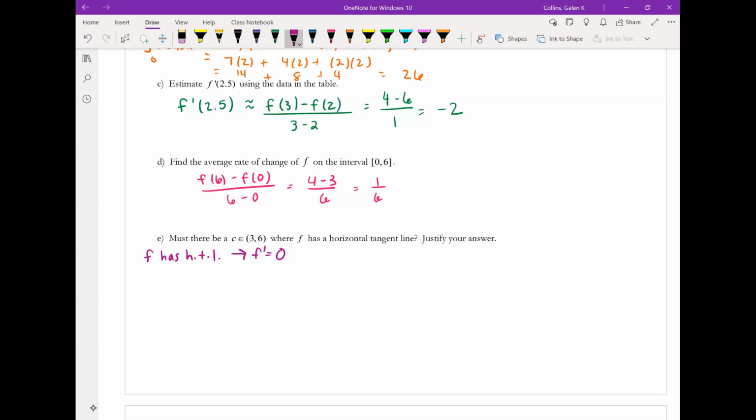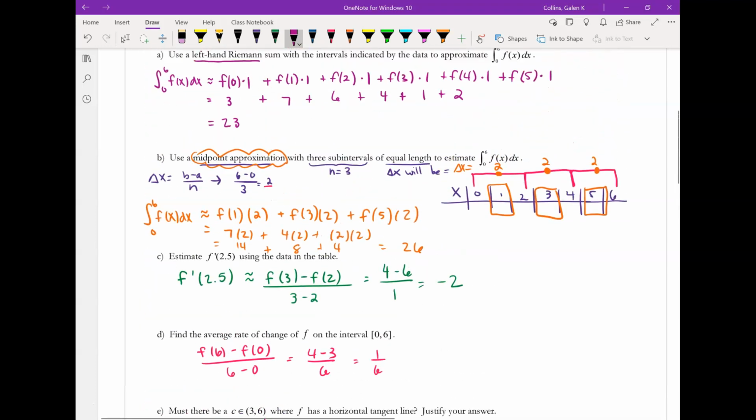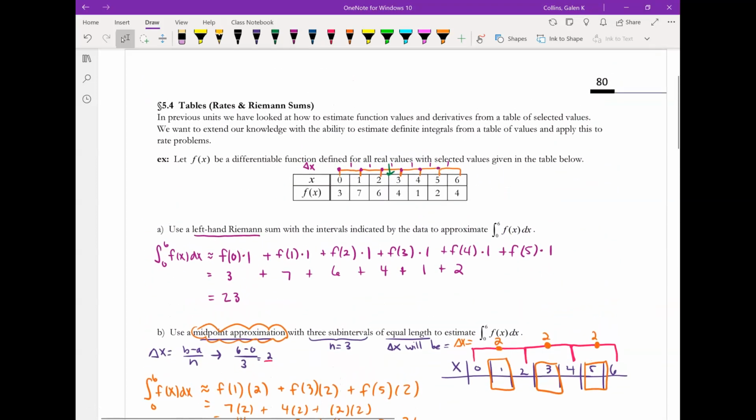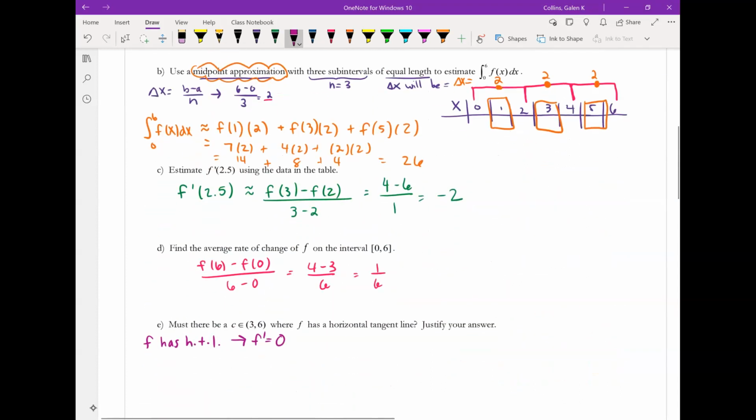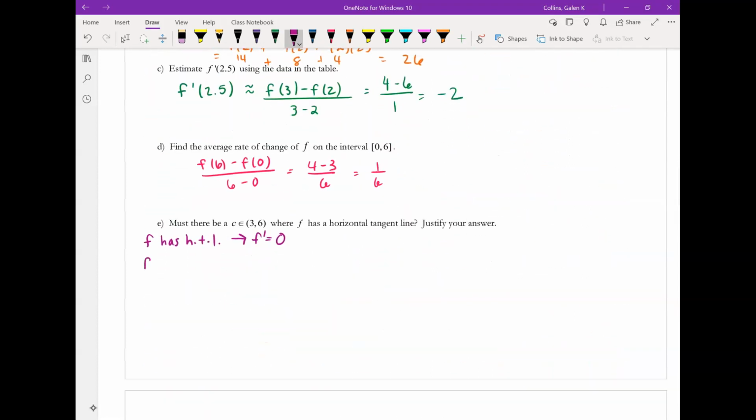So we can only apply the mean value theorem if the function is continuous on the closed interval 3 to 6 and differentiable on the open interval. So going up to our problem, we were told that f is a differentiable function. So down here, I need to communicate that because f is differentiable, therefore f is continuous. Okay, so that satisfies the hypothesis of the mean value theorem.